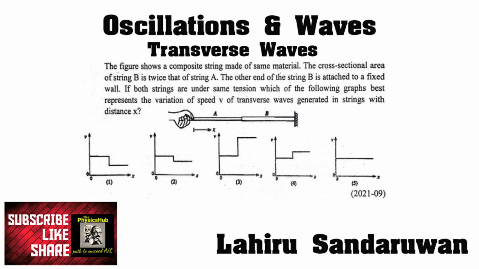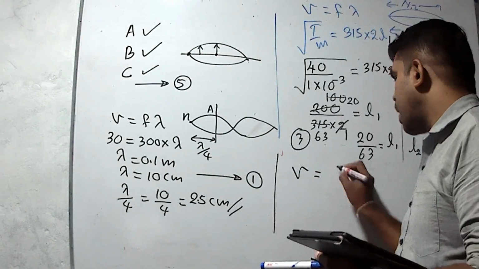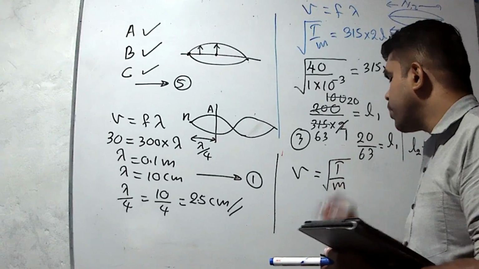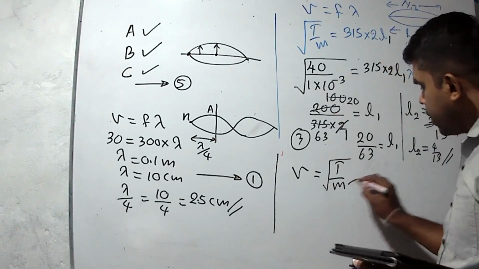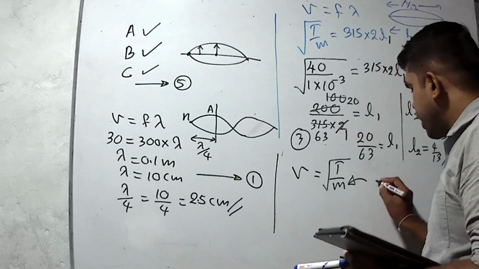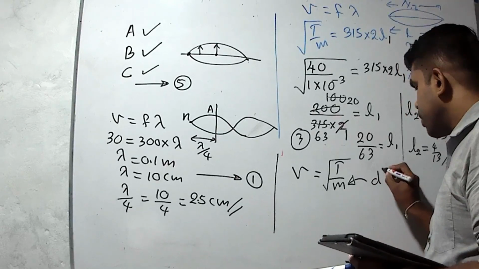The figure shows a composite string made of the same material. The cross-sectional area of string B is twice that of string A. The other end of B is attached to a fixed wall. If both strings are under the same tension, which of the following graphs best represents the variation of speed of the transverse wave generated in the string with distance x? We know that the velocity of a transverse wave is the square root of tension over linear density. And we have found linear density is directly proportional to the square of the diameter.